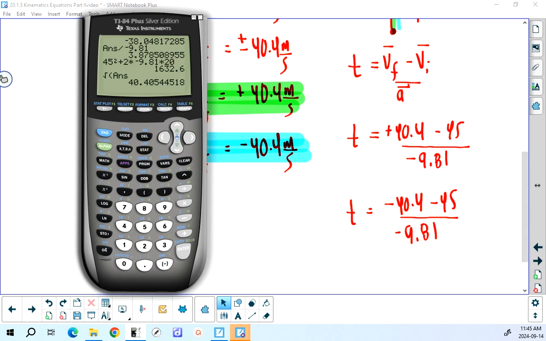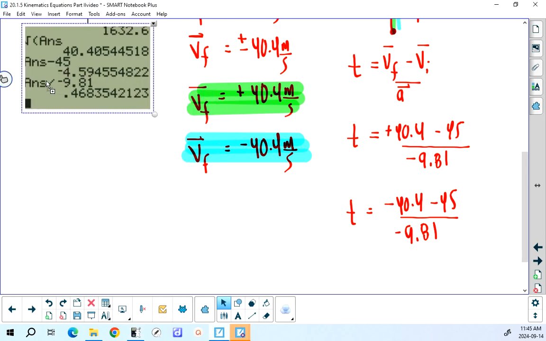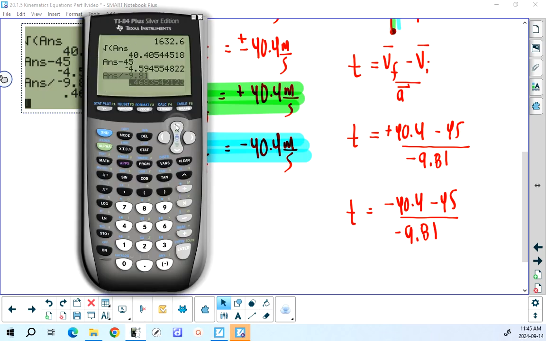We'll start with this one because it's right there. Minus 45 gives me this number, divided by negative 9.81 gives me 0.46 seconds. So 0.46 seconds after the object is released, it will be at the 20-meter mark. On the other hand, it's also going to be at the 20-meter mark with a velocity of negative 40.4, so I subtract VI, which is 45. I divide by the acceleration due to gravity, which is negative 9.81, and I get 8.7 seconds.